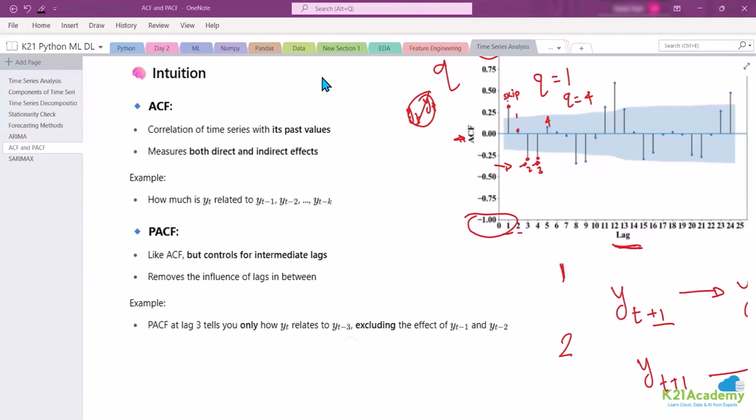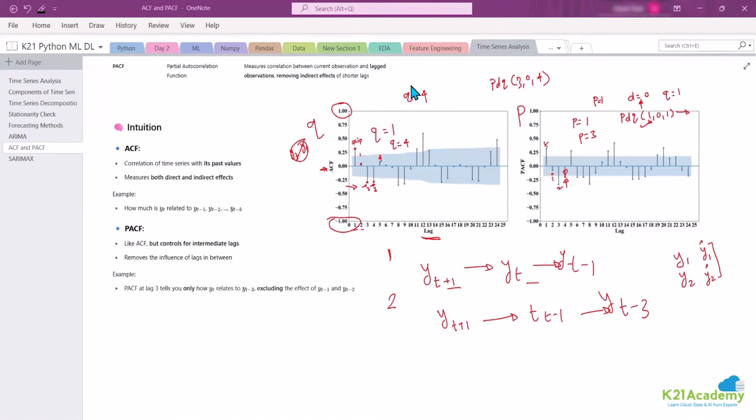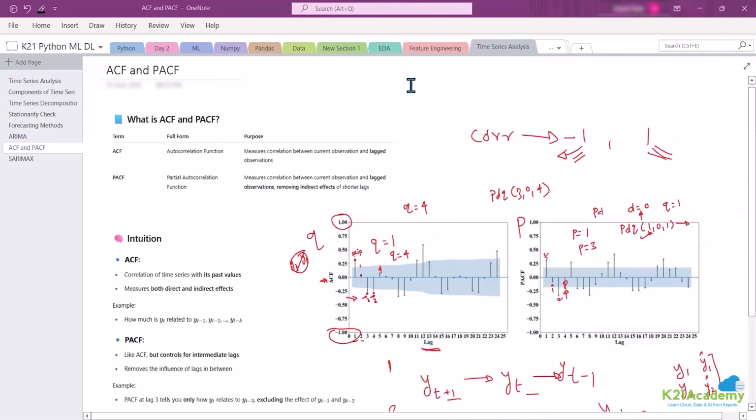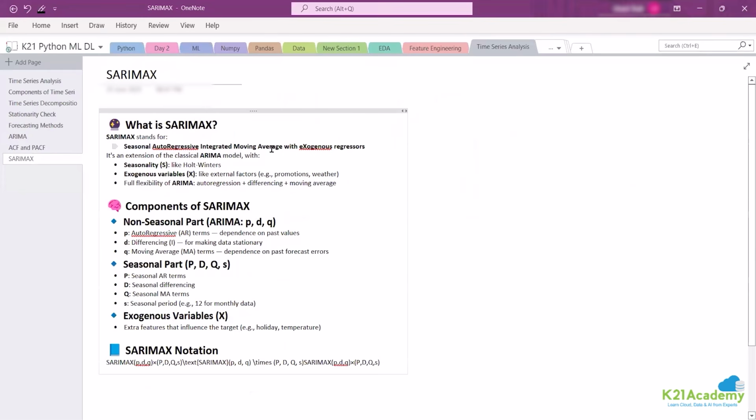Now, in order to plot all those values and see them in Python, we use the lollipop plot, and we can automatically generate the different combinations of PDQ. For that, we have different methods: Auto-regressive integrated moving average with exogenous regressors. This is the long name of SARIMAX. Here we have three components: one is non-seasonal, second is seasonal, and third is the exogenous variables.